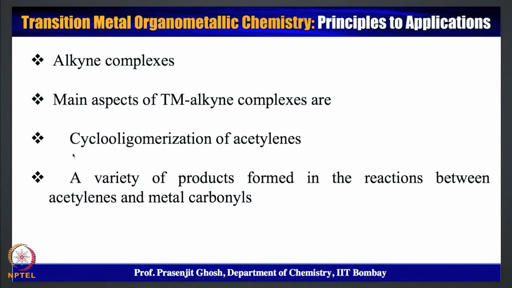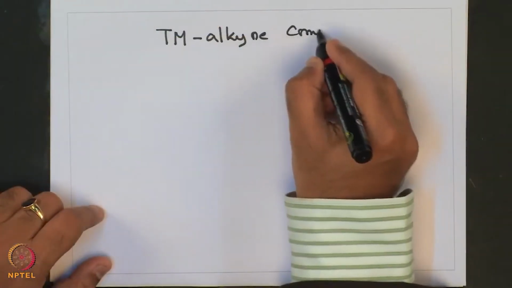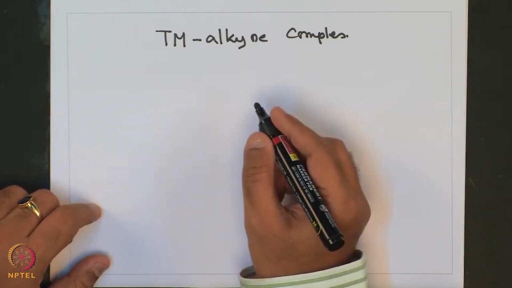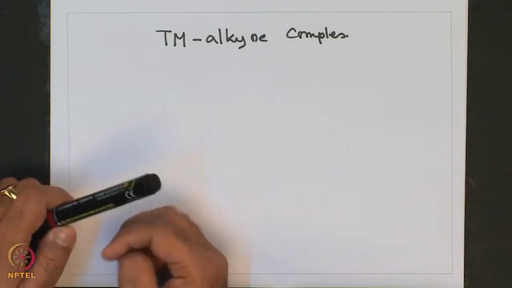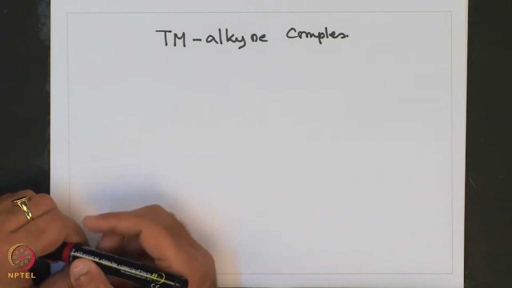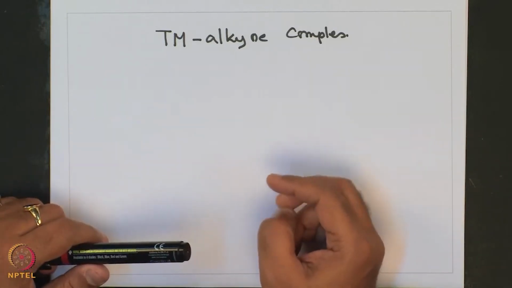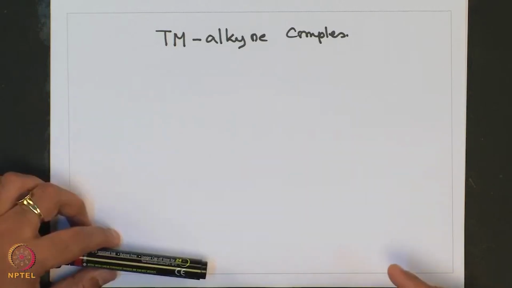So, next we come to an interesting topic, moving over from olefin complexes. These are transition metal alkyne complexes. The main aspects of transition metal alkyne complexes are cyclooligomerization reactions of alkyne as well as a variety of products formed in the reaction between alkyne and the transition metal carbonyl complexes. So, they are important in terms of their utility for the oligomerization reactions that are common for alkyne. So, it is important for us to give this class of compounds special treatment, particularly looking into the synthesis, reactivity and property as well as bonding studies of transition metal alkyne complexes.